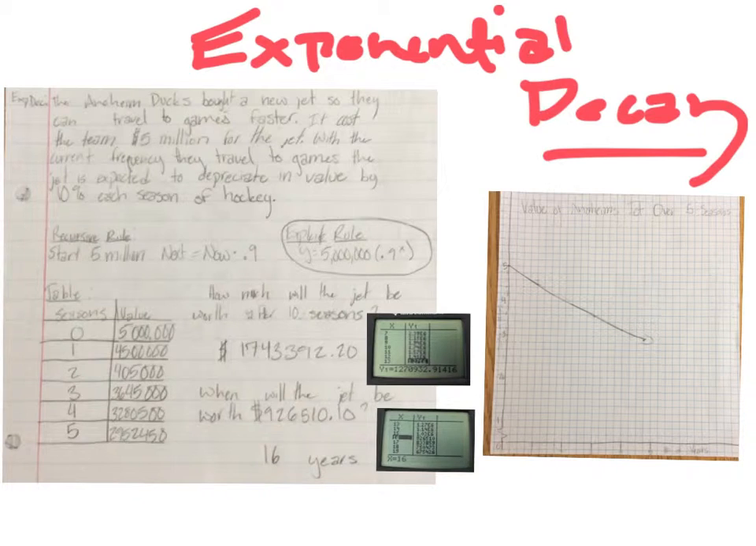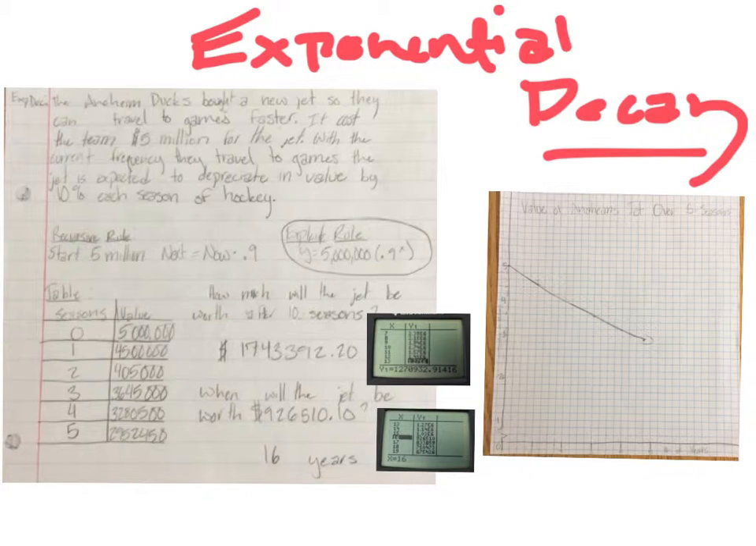Next is the graph. It shows the value of the jet over 5 seasons. The start is 5 million, and at first it is a fast decrease and slows down over time, and the curve is really slow.